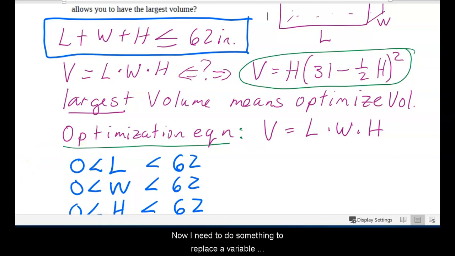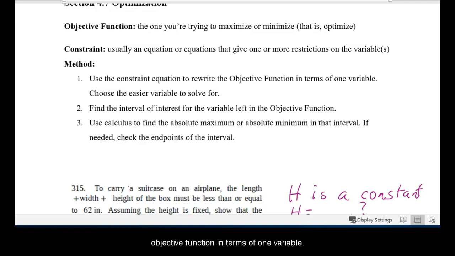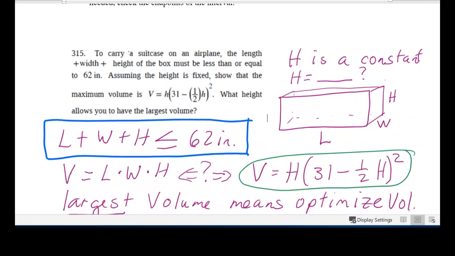Now I need to do something to replace a variable according to our method that was given above. We need to use one of the constraint equations to rewrite the objective function in terms of one variable. We want to choose the easier variable to solve for, or the one that needs to be left in the equation.